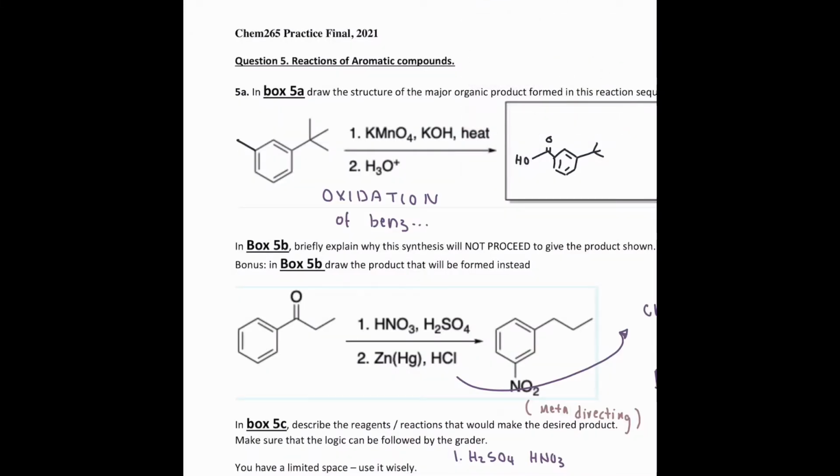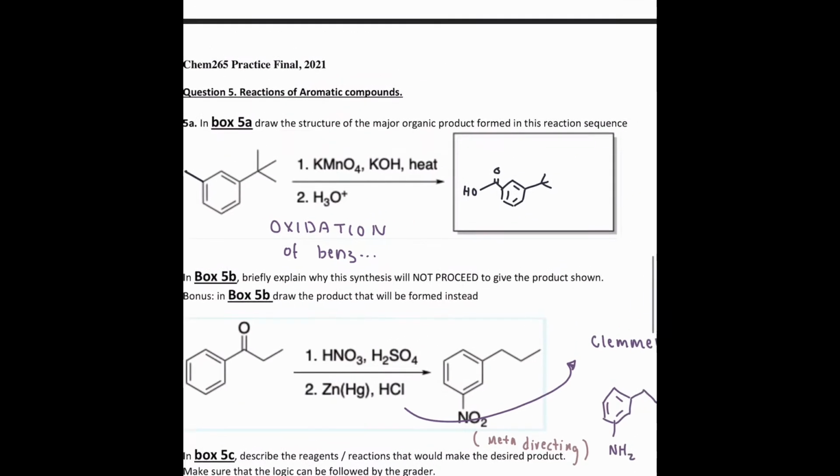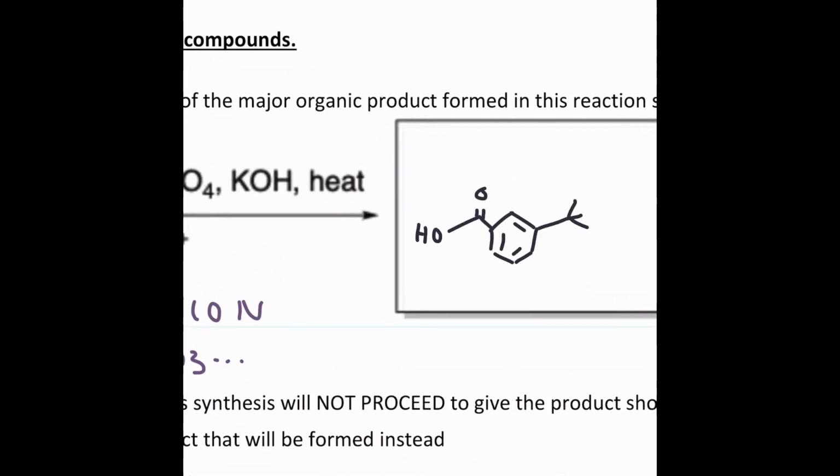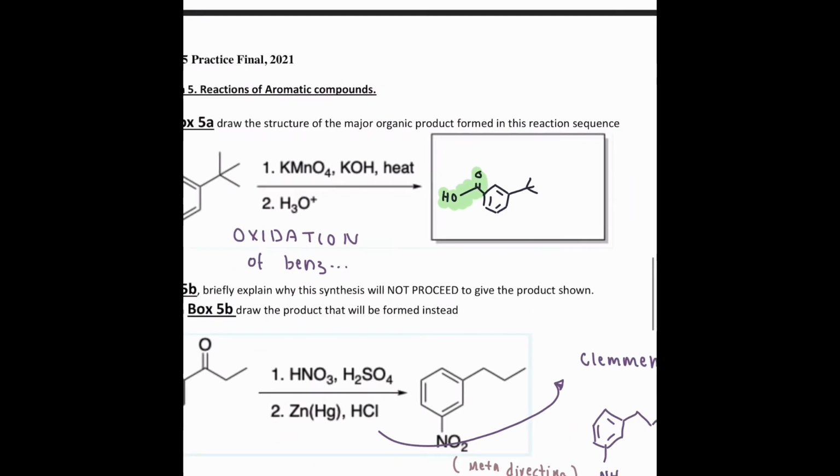Hello everyone, so today I will be going over question 5 of the practice final. For 5a, the reaction is called oxidation of benzene. You just have to know that it's going to go on the least sterically hindered alkyl group, and it's just going to add a carboxylic acid as I've shown here, and that is the only change in the molecule.